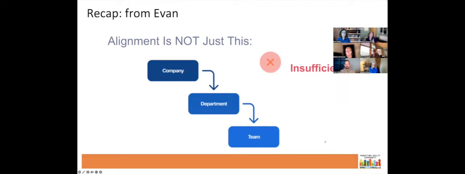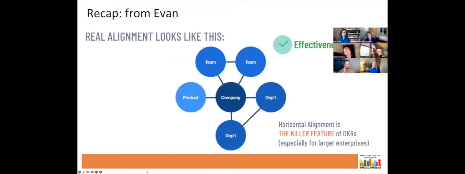Cascade, if you do that kind of thing, the cascade is slow, it's ineffective, it leads to lack of alignment between the departments, which is absolutely critical to get everybody in the organization working together towards the same goals. So what real alignment looks like is this: it's the company and everybody around it all aligned in a matrix, so that everybody is completely aligned.